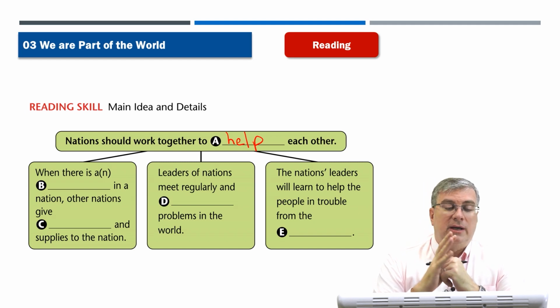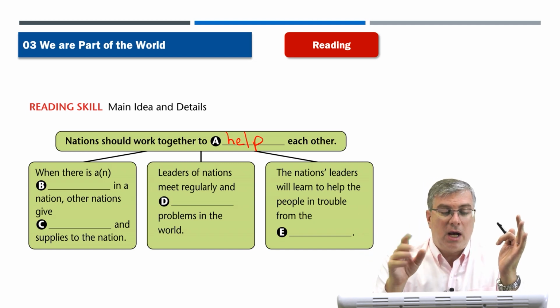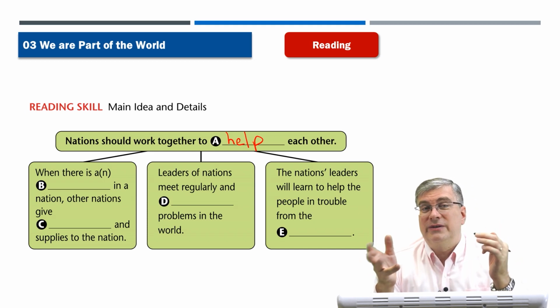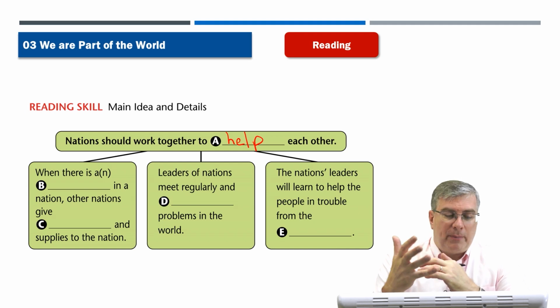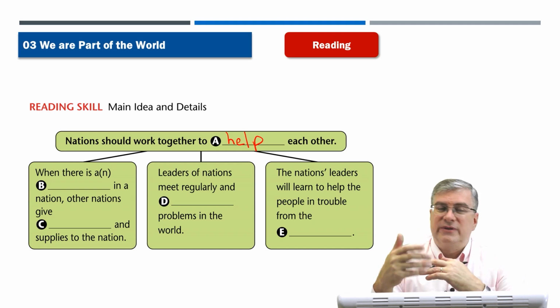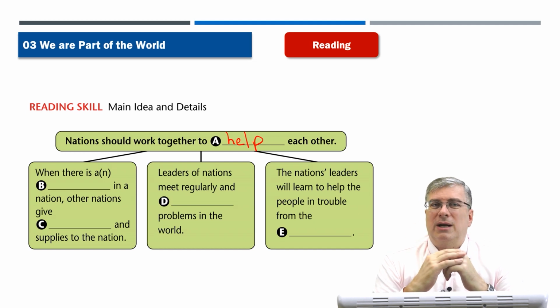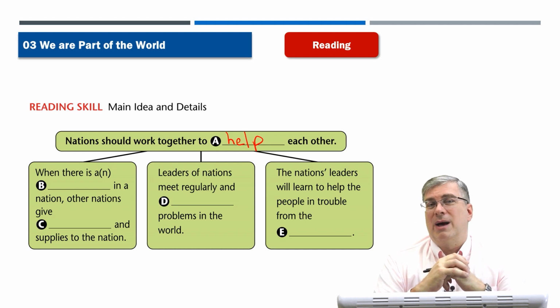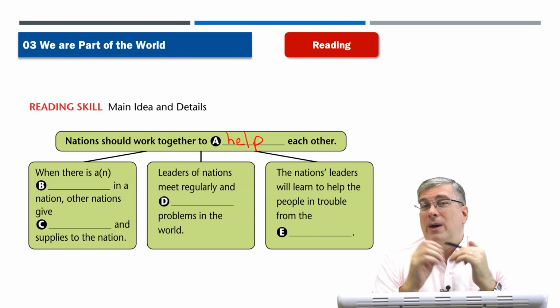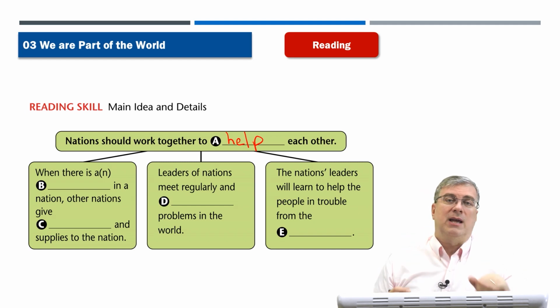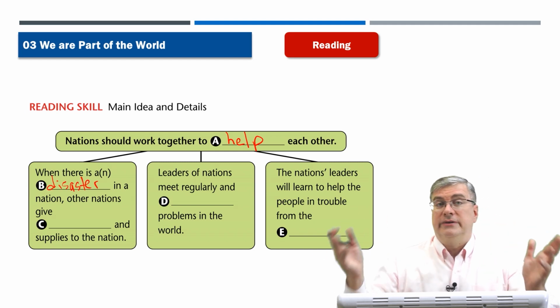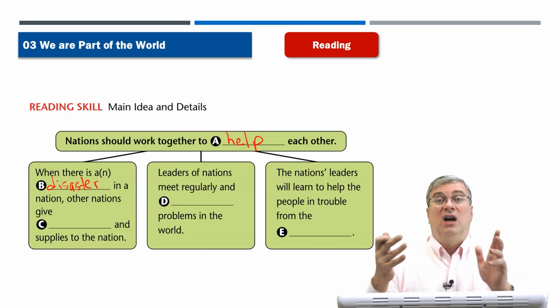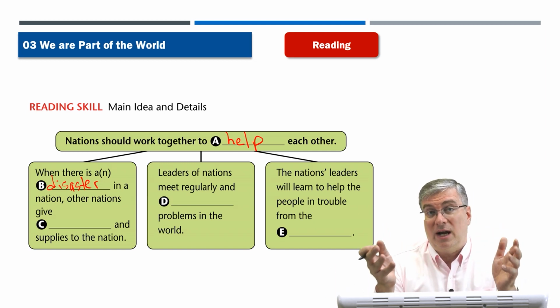So, when there is a blank in a nation, other nations give blank and supplies to the nation. So what type of situation happens in which other nations give supplies to that nation? Remember we talked about a situation, remember 2011, they talked about an earthquake in Japan? An earthquake is a type of what? It is a type of disaster. Disaster. So, there are many kinds of disasters, earthquakes, fires, floods, unfortunately, and these things happen every year.